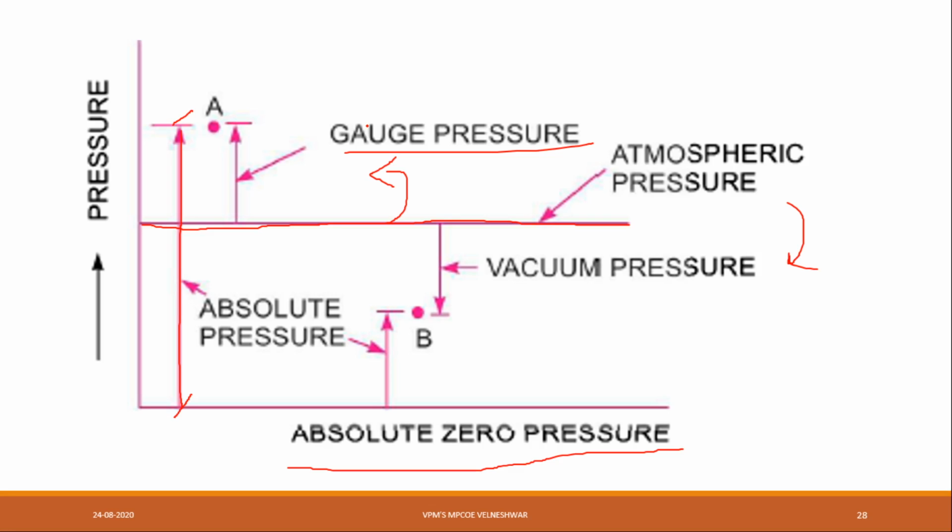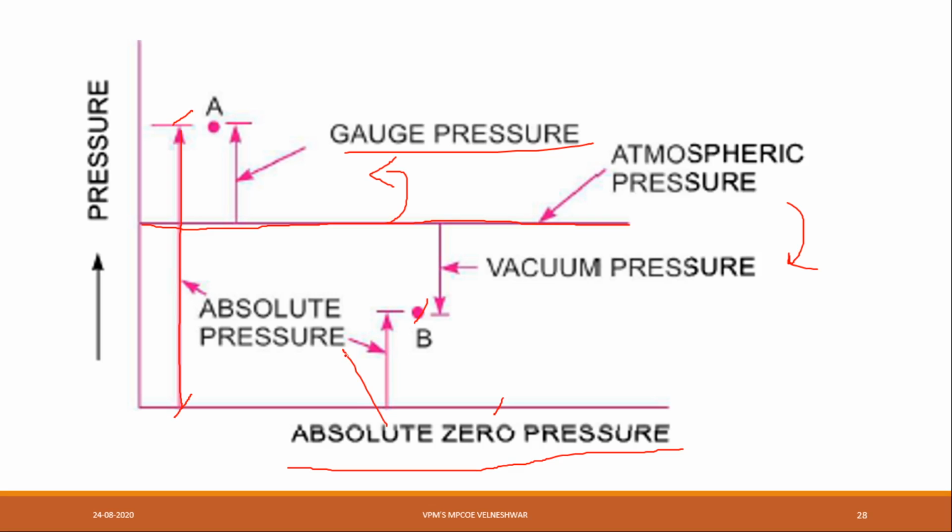Okay. Next, vacuum pressure. Vacuum pressure is, for suppose, let us take atmospheric pressure 30 kN per meter square. If it is less than that value, then we can say it as vacuum pressure. Now again, if I am calculating from x-axis line to B point, then we can say this is absolute vacuum pressure, or absolute pressure. Okay, that is the point here.